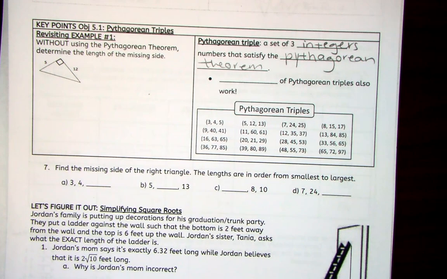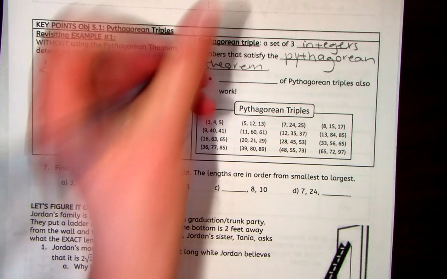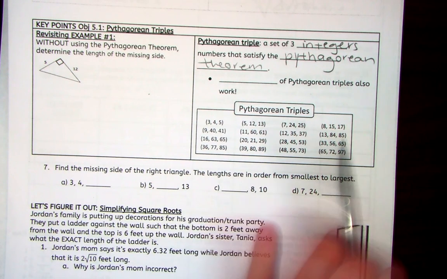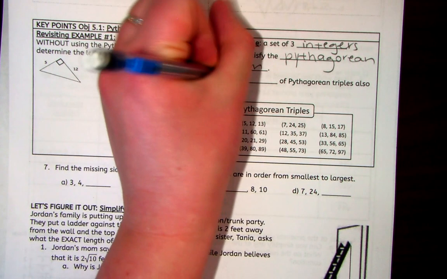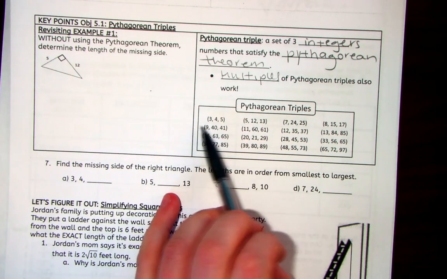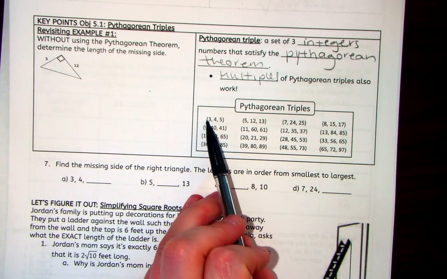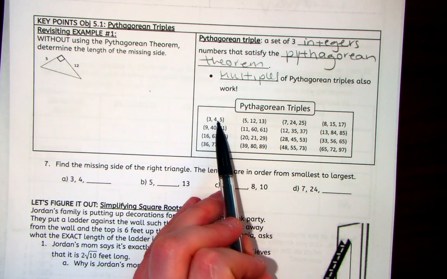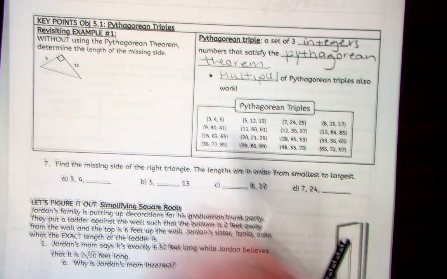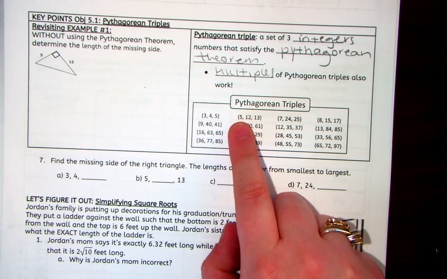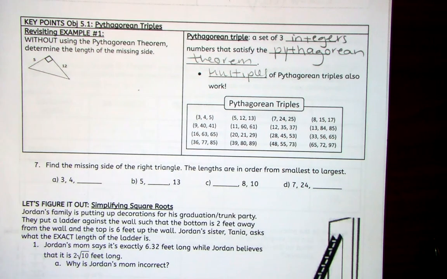Okay, so multiples of the Pythagorean triples will also work, so I'll explain what that means in a second. Basically, these are triples. These are numbers where my a squared plus my b squared will always equal my c squared. So 3 squared plus 4 squared will equal 5 squared, which is 25. Or same thing here, 5 squared plus 12 squared will equal 13 squared.